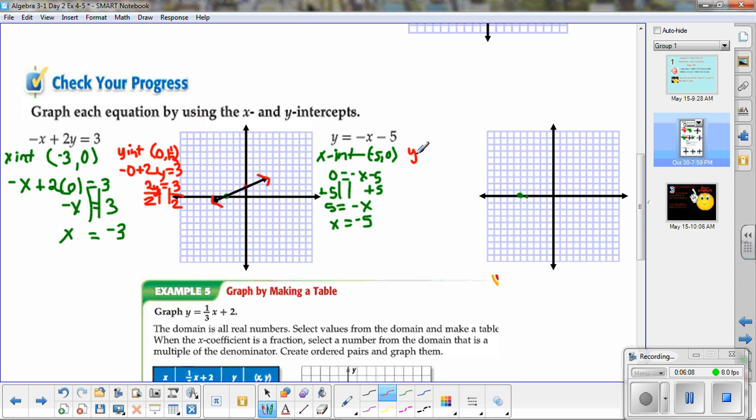Now for the y-intercept, that's when x is 0. 0 minus 5 is negative 5. So the y-intercept is negative 5. So we're going to go down 5, put a point, connect it with the line, and put arrows on the two ends.